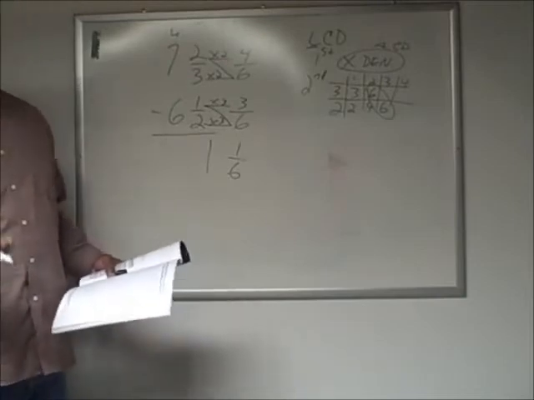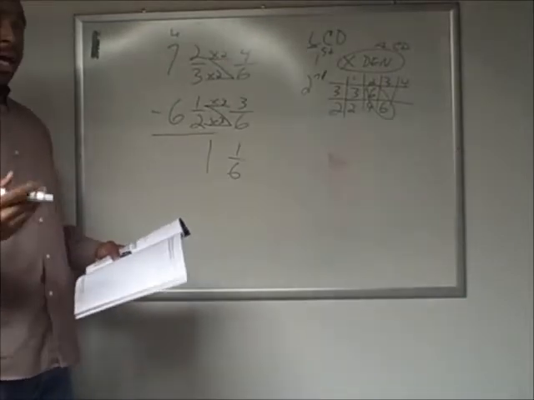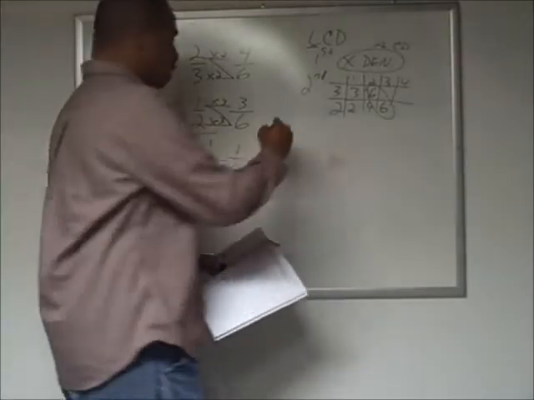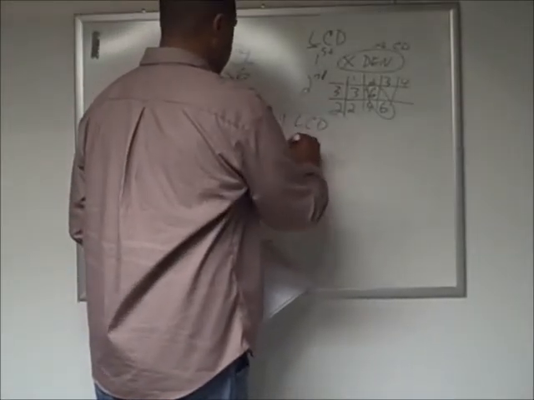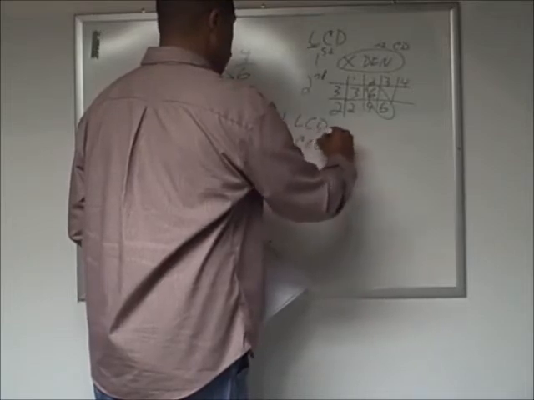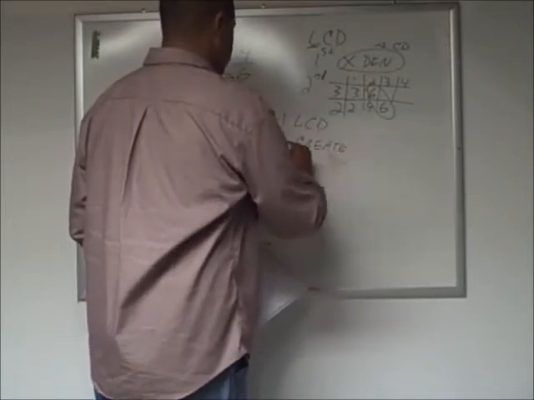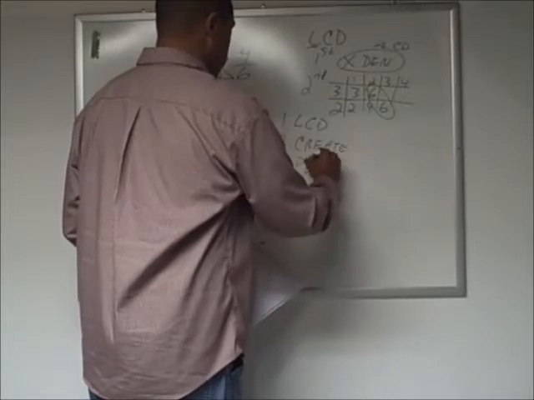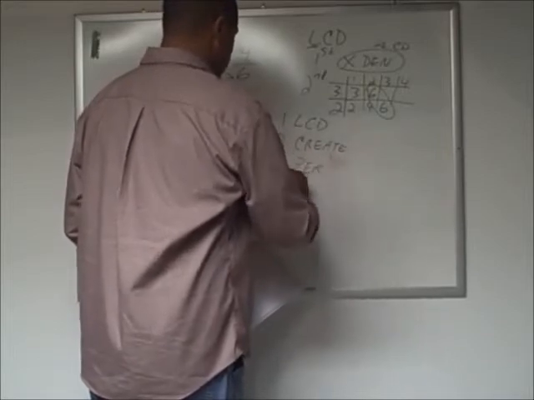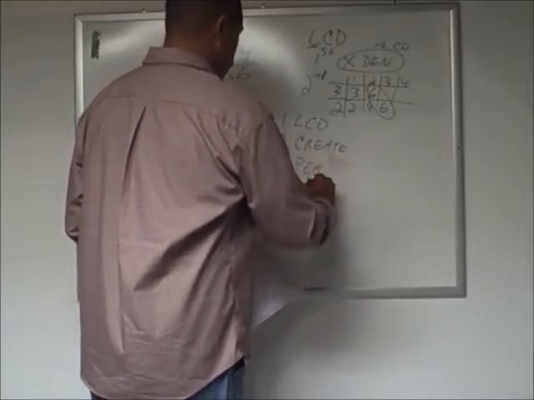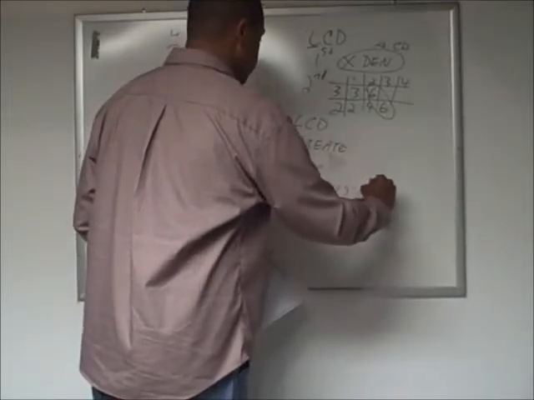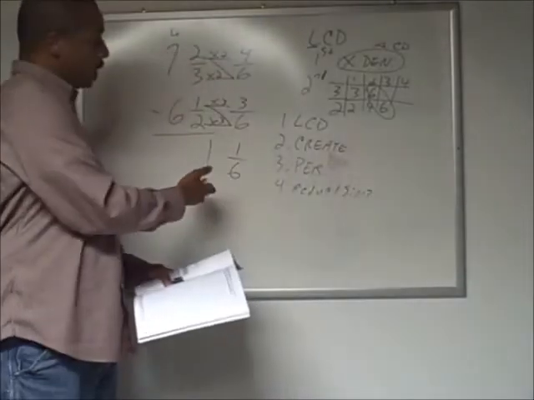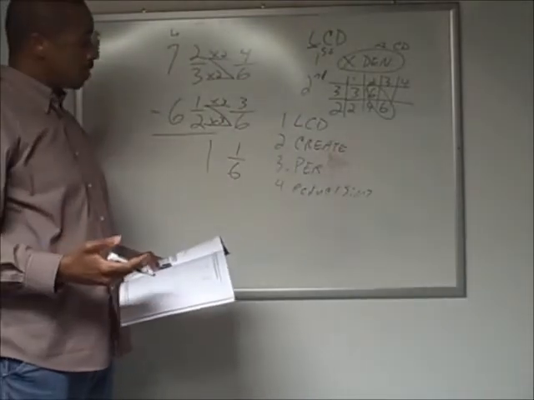So there are 4 steps when it comes to adding, subtracting, or comparing fractions. Step 1 is finding the lowest common denominator. Step 2 is creating your new fraction. Step 3 is performing the operation. And step 4 is reducing or simplifying. In this case, we did not need to reduce or simplify.